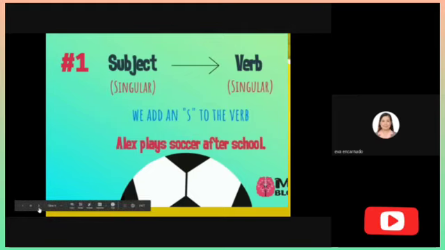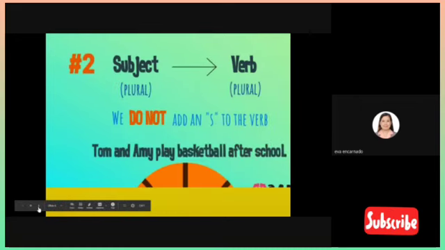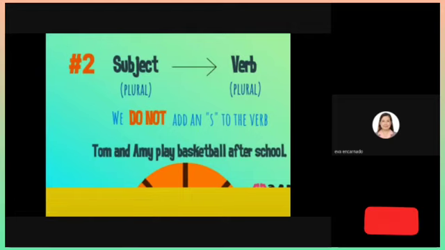Okay, next, what's the other one? What's the number 2 rule? Yes, that's correct. If your subject is plural, the verb must be plural also. We do not add S to the verb. Okay? We use the base form, yung mga walang S, without S. Tom and Ami, that is a plural noun. Play is your verb without S. Okay? Tom and Ami play basketball after school.